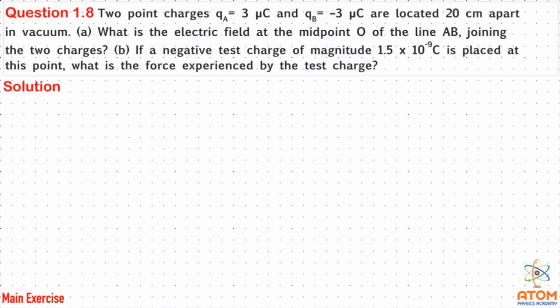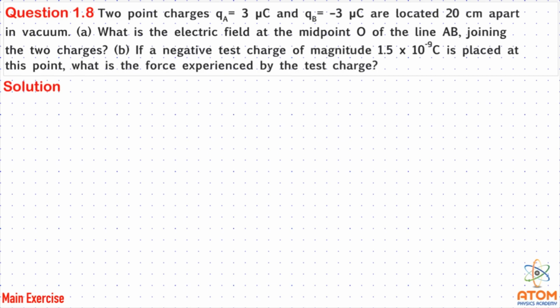Now question 1.8. Two point charges QA, that is 3 microcoulomb, and QB, that is minus 3 microcoulomb, are located 20 centimeter apart in vacuum. What is the electric field at the midpoint O of the line AB joining these two charges? We need to find out the electric field at the midpoint O. Second, if a negative test charge, remember negative test charge of magnitude 1.5 into 10 raised to minus 9 coulomb is placed at this point, then what is the force experienced by this test charge?